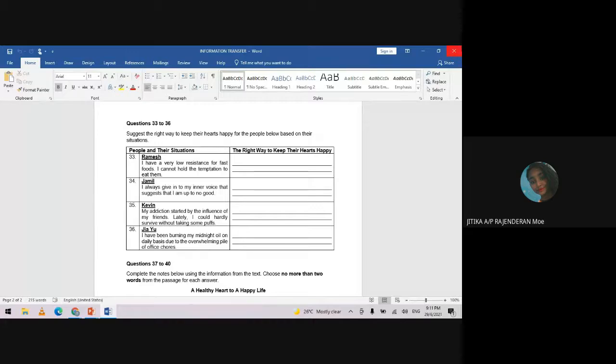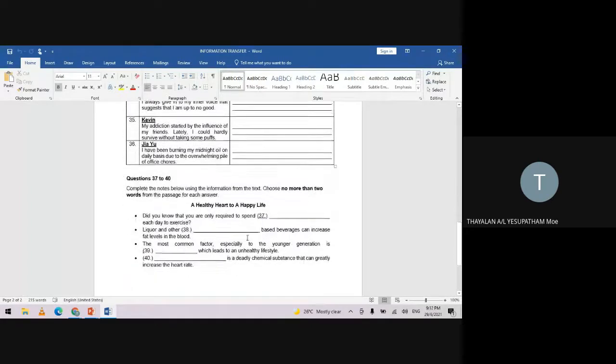Kevin: My addiction started by the influence of my friends. Lately, I could hardly survive without taking some puffs. Jayu: I have been burning my midnight oil on a daily basis due to the overwhelming pile of office chores. So you have got to find the right way to keep their hearts happy.